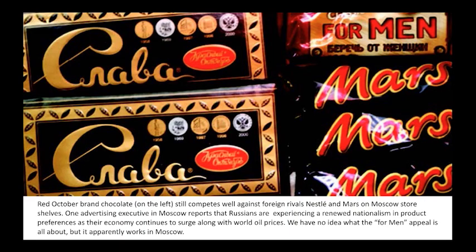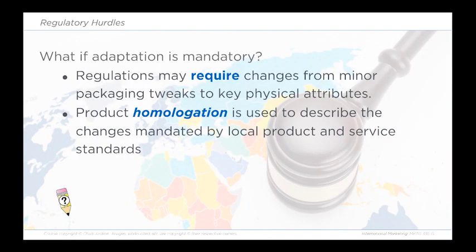Here's another example of specific adaptation. So this is in Russia. I have never actually seen this product on the shelf, but supposedly in Moscow, the chocolate on the left is specifically sold as chocolate for men. No idea what that actually means, but in Moscow, apparently it works.